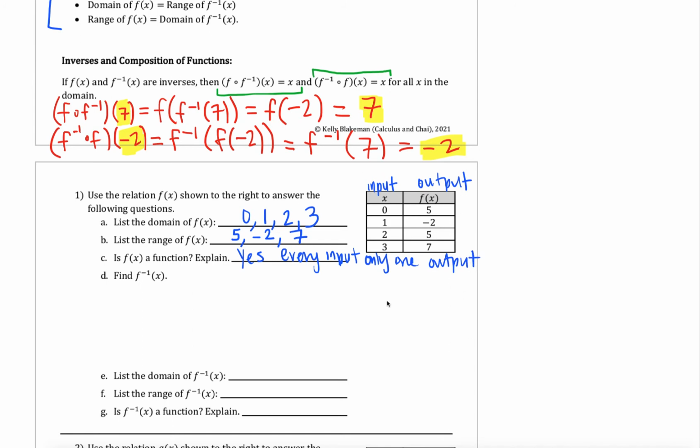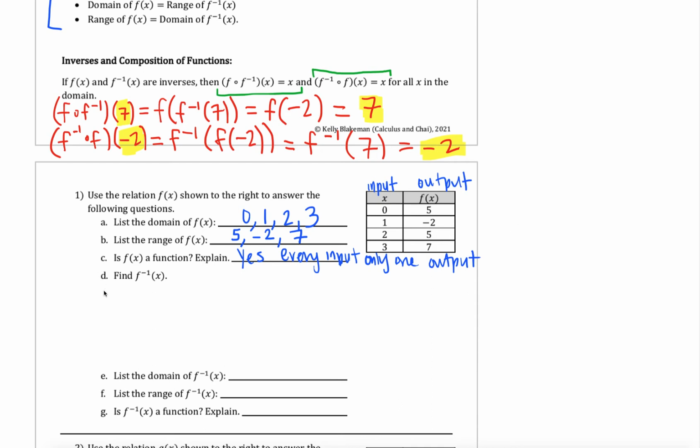Another way that we could determine a function is we could graph these points, plot these four values, and use the vertical line test to see it. We could also use a mapping diagram to create it and make sure that every single one of our inputs only has one arrow coming out of it.